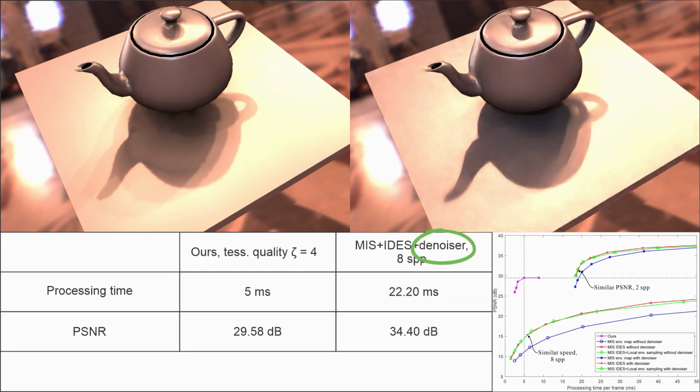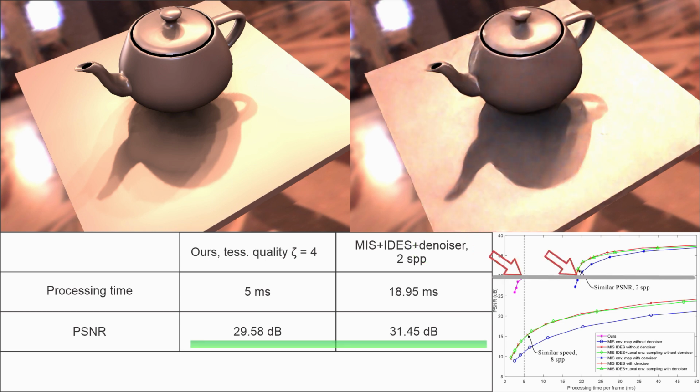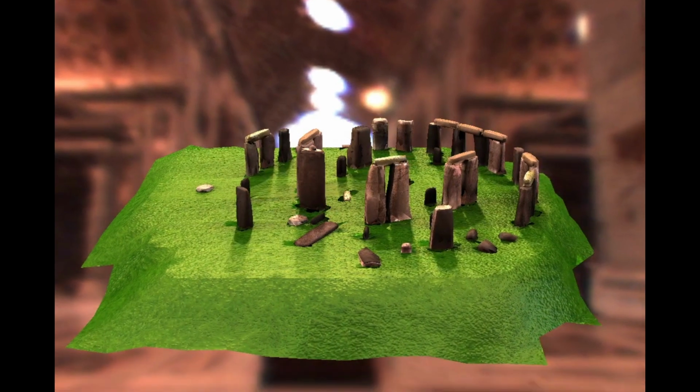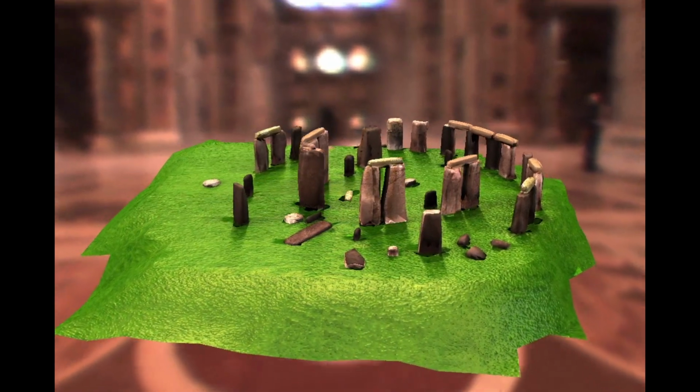With the denoiser, the rendering quality of Monte Carlo methods can improve dramatically. However, the processing time will be longer due to the overhead. With similar PSNRs, our method has a 4 times faster rendering speed. Note that PSNRs only reflect visual quality from a macroscopic point of view, and similar PSNRs do not necessarily imply similar visual quality. Here are some more elaborate rendering results rendered with our algorithm.